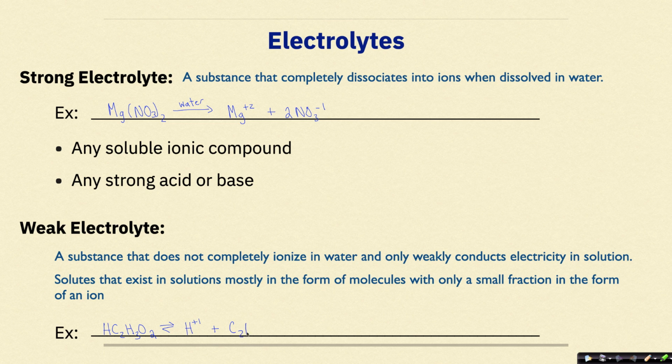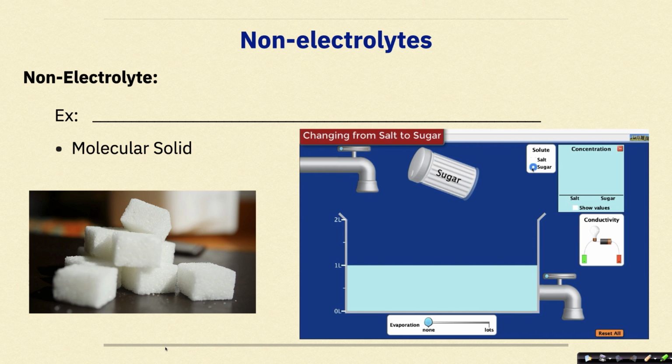So C2H3O2 minus 1. But the majority of the molecules in solution will remain as HC2H3O2, and only some hydrogen ions and only some acetate ions will form. That is why we have this reversible arrow right here to say, hey, it can go back and forth. But when we learn more about acid-base equilibrium, we will find that most of the time, equilibrium is going to lie to the left in the form of HC2H3O2. A non-electrolyte. What is a non-electrolyte?